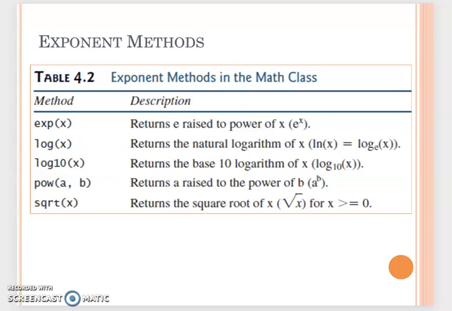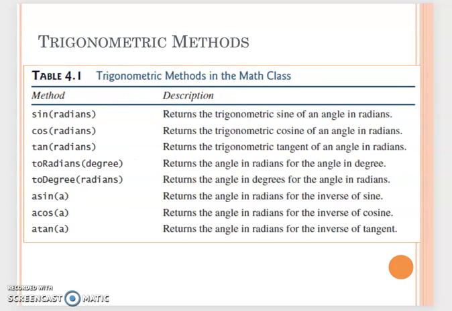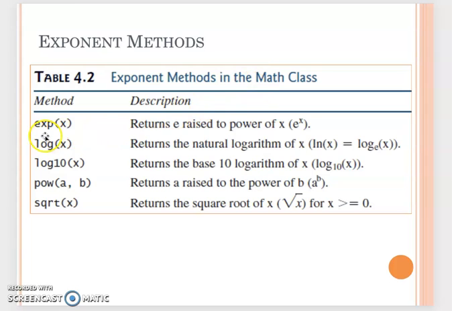But here also we have the exponent, where the base is e. Or you have the logarithm. Again, the log is ln, where the base is e. If you want to do a log 10, you do log10, then pass your variable. And also we can do the power: a is the base value, b is the exponent. Then you can also do sqrt, the square root of the value, but it only gives you the positive value.